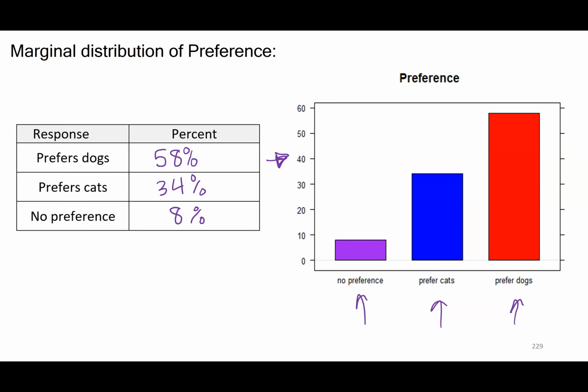So here's each category. No preference is associated with 8%, so it's just under 10. Prefer cats is at 34. Prefer dogs is at 58. And you can see that they line up. If I wanted to describe this distribution, I could say no preference has the smallest bar at about 8%. Prefer cats is in the middle with a bar at 34. Prefer dogs has the highest bar. It's pretty much describing each bar and its relative height to the other bars.